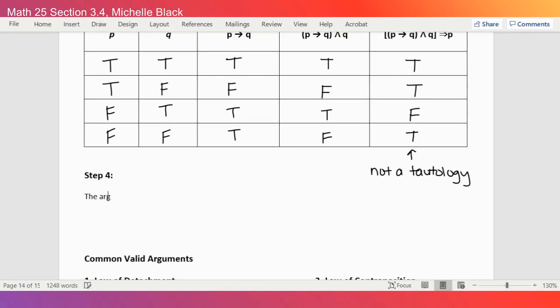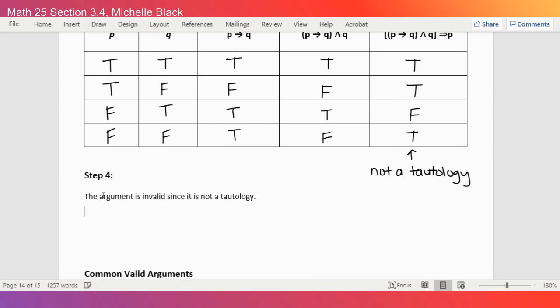So the argument is invalid since it is not a tautology. Or in other words, it cannot be concluded that the patient underwent aromatherapy. So remember, when we're doing an argument, we're trying to see if the conclusion can be deduced from the premises, and in this case, it could not.